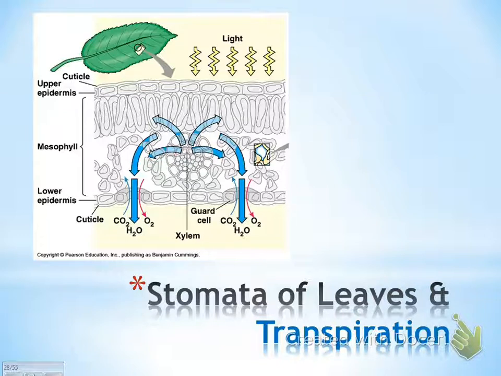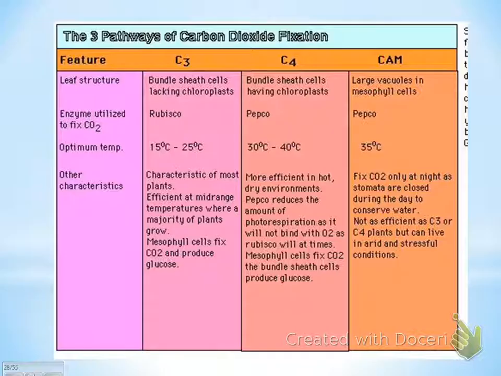Since we're here, remember that CAM plants, that's like cactus, close their stomata during the day in order to conserve water. That's what the next thing is, I think. Yep, so this is just the difference in C3, C4, or CAM plants. So pause the video for a second and look at this.